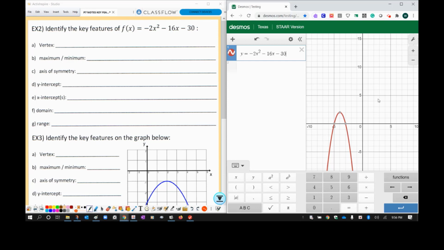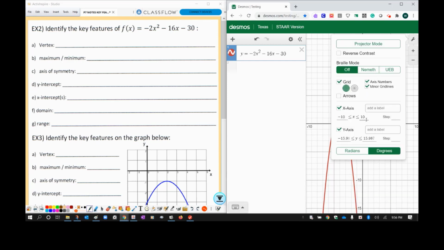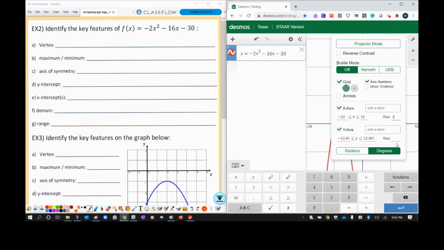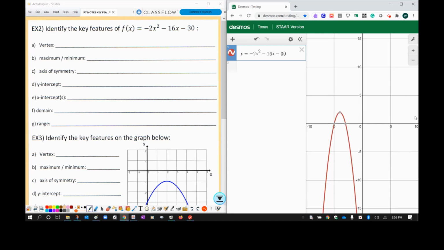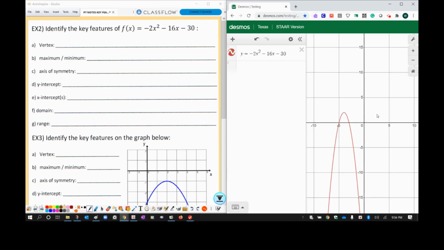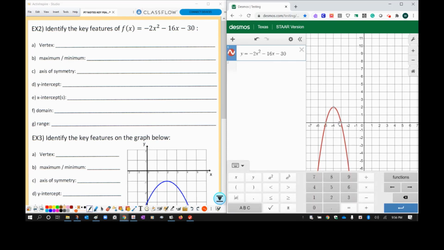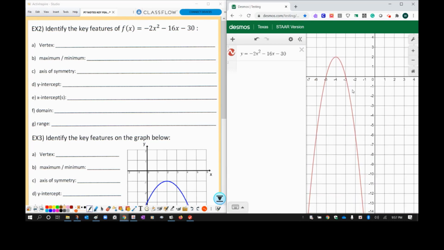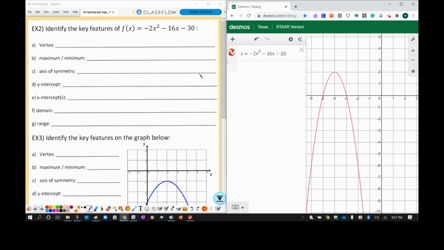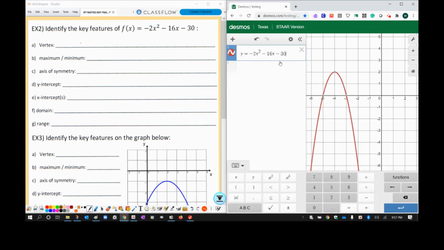Please remember that if your graph doesn't look the same, make sure you click right here and delete the minor grid lines and put 1 and 1. And then when you zoom a little bit closer, you'll be able to see the graph and the lines. All right, very good. So right there, I can take a closer look at this graph. Here we go. And I can see that I have a vertex. And if you click right here, notice that it shows you the key features.